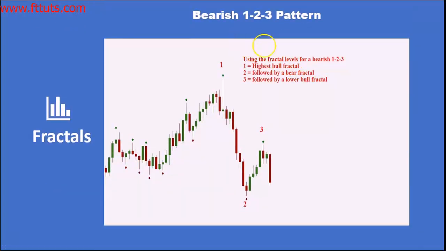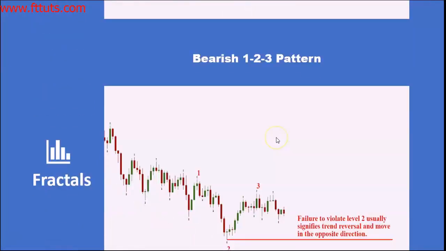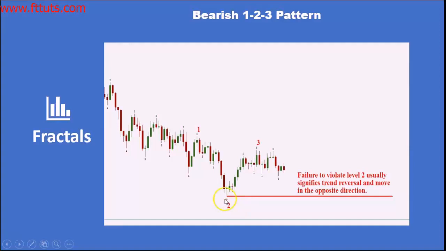So the bearish 1, 2, 3 pattern, using the fractal levels for a bearish pattern, you have 1 is the highest bull fractal, 2 followed by a bear fractal, and 3 followed by a lower bull fractal. So your lower bull fractal is 3. All right. Failure to violate level 2 usually signifies trend reversal and a move in the opposite direction.